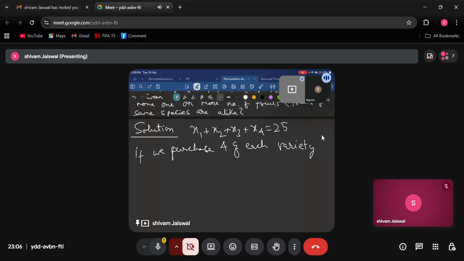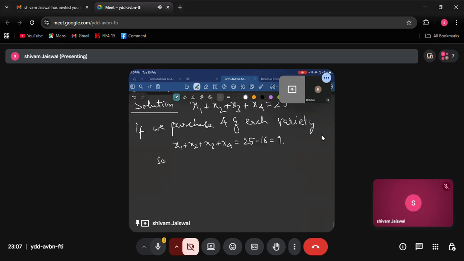Now the equation becomes x1 plus x2 plus x3 plus x4 is equal to 25 minus 16, which is 9. Even if one of them is equal to 0, no problem. So the number of ways will be equal to 9 plus 4 minus 1, C, 4 minus 1, so 12C3.